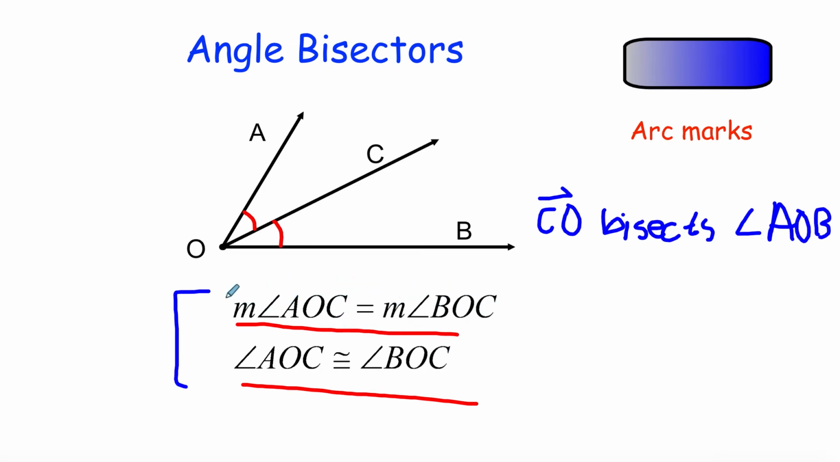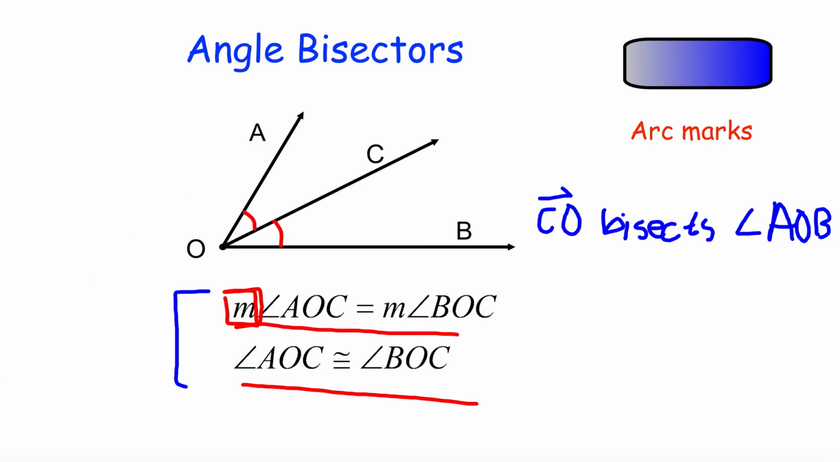Remember, this little m means measure, and measure means we're actually talking about the value, a number value. And these little red arc marks, because there's one in each of these angles, that says they're congruent. Now, if I drew one with one and another with two, this would be saying these angles aren't congruent at all. But since we're drawing them each with one, arc marks are how we denote angles that are congruent. And so CO is bisecting this angle. It's perfectly dividing this angle in half.